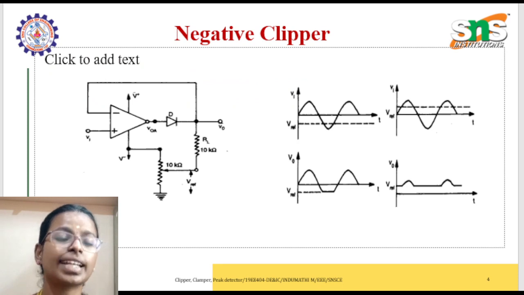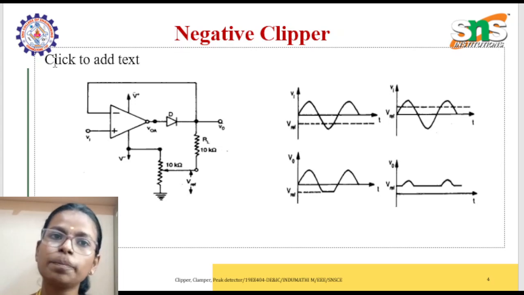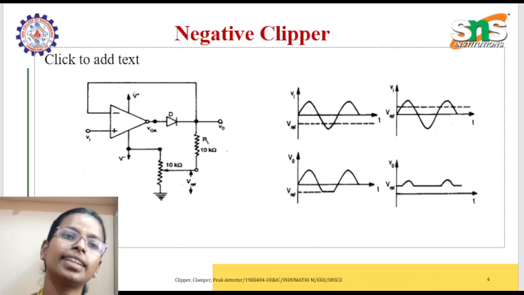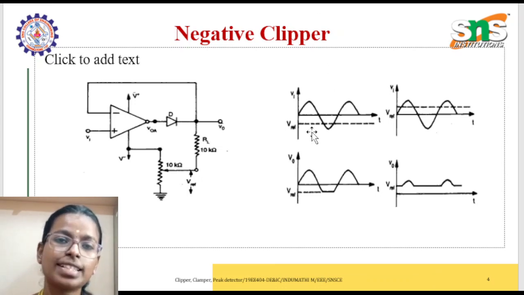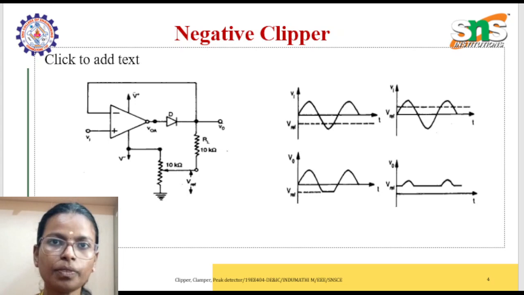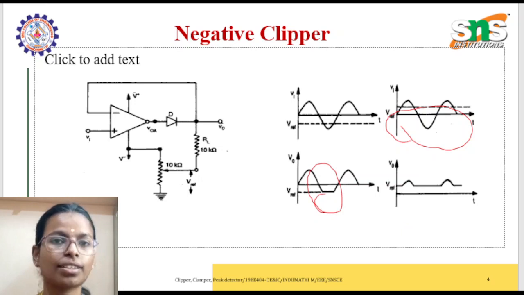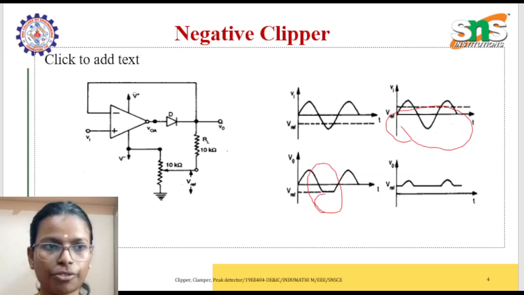Next one is negative clipper. What is a negative clipper? As the positive clipper clips the positive waveform, the negative clipper clips the negative part of the waveform. For example, we have two cases, the same with positive V reference and with negative V reference. When there is a negative reference voltage, our negative part of the waveform gets clipped off, right? And when there is a positive V reference, also the negative part of the waveform gets clipped off. So keep this in your mind: negative clipper clips the negative values.